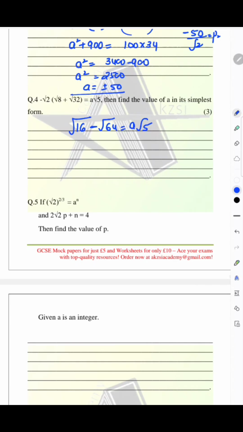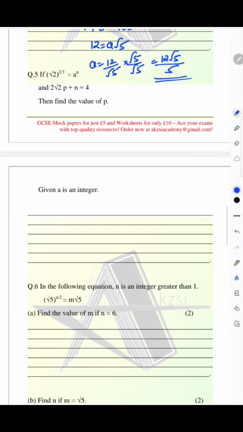This can be written as 4, and this is positive 4, plus 8, is equal to a root 5. This is 12 is equal to a root 5, and a is equal to 12 over root 5, which can then be rationalized by multiplying by root 5 over root 5, which will give you 12 root 5 over 5. And that's your answer.